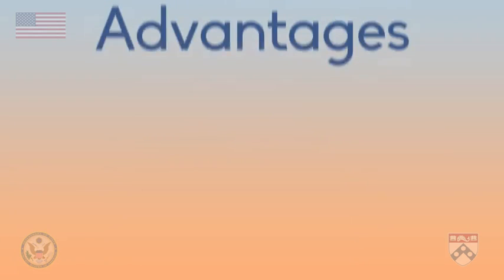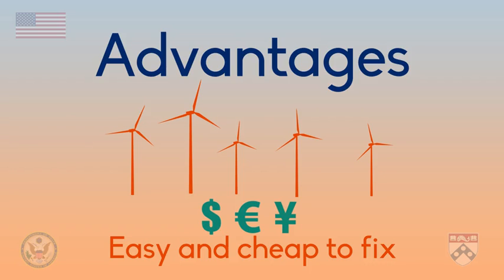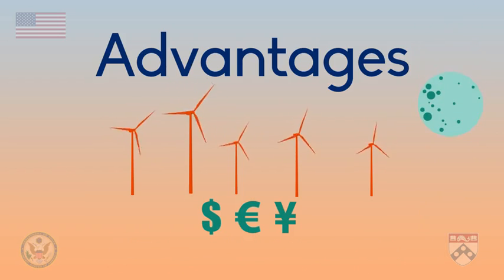Similar to solar power, wind power is a clean, naturally occurring energy that can be created wherever the wind blows. After the wind farm has been set up, it is easy and cheap to fix and allows countries to create their own electricity without help from other countries. In contrast to solar power, it can be generated 24 hours a day because winds blow at night too.